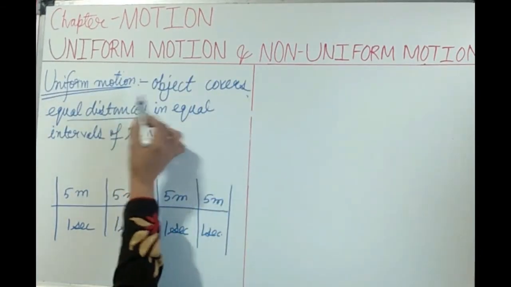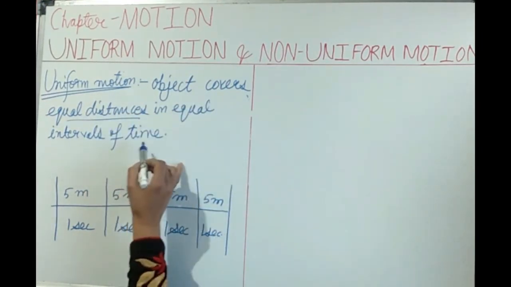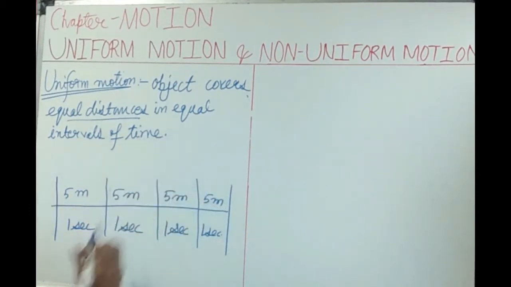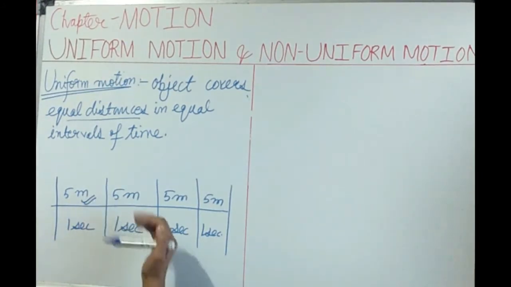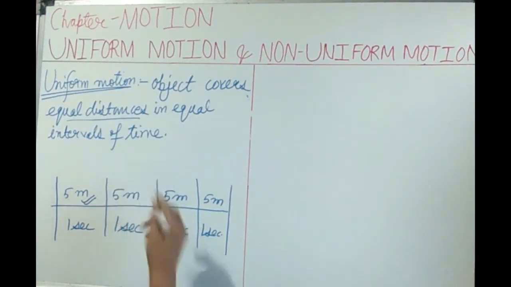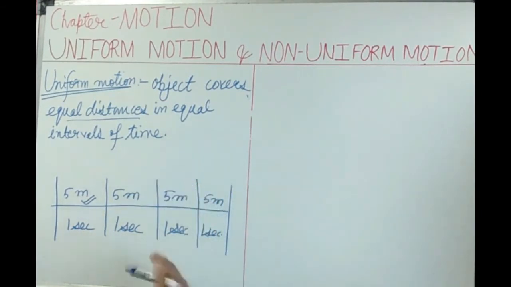Uniform motion means an object covers equal distances in equal intervals of time. Then we say uniform motion has occurred. Here we have taken the intervals of time as 1 second, 1 second, 1 second and a further 1 second. In the first 1 second, the object has moved 5 meters. In the second 1 second, the object has moved 5 meters. In another 1 second, again the object has moved 5 meters, and so on.